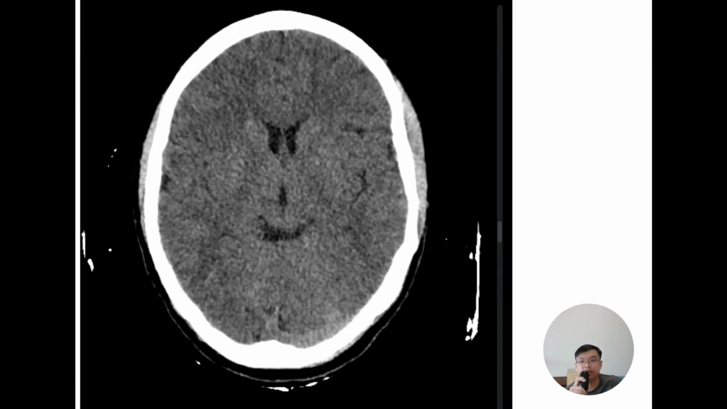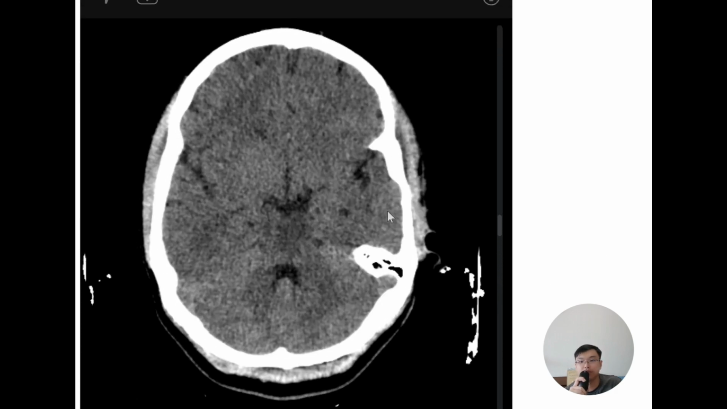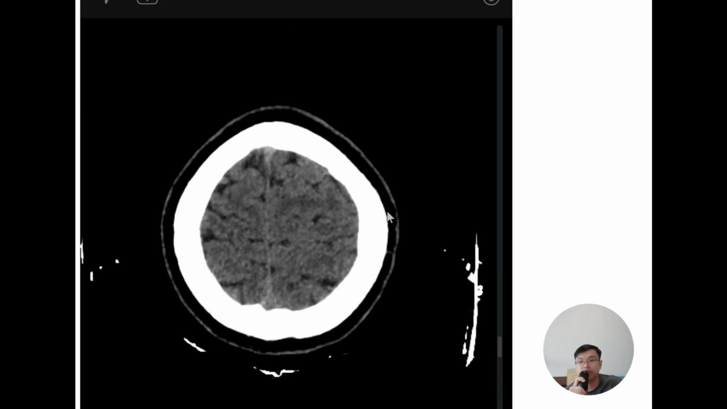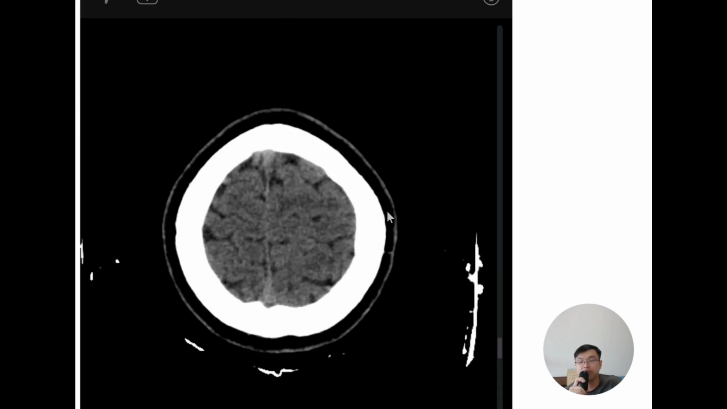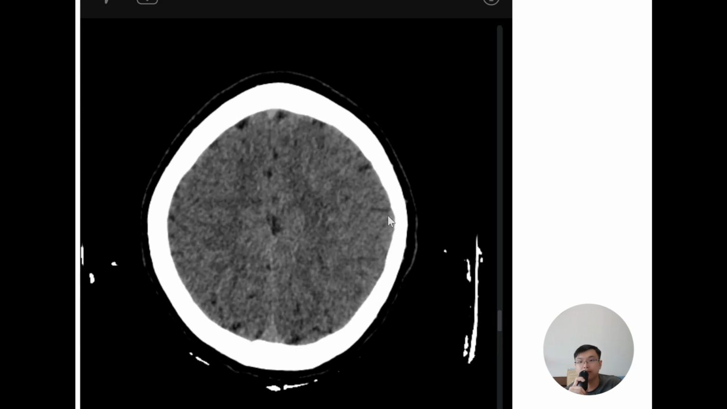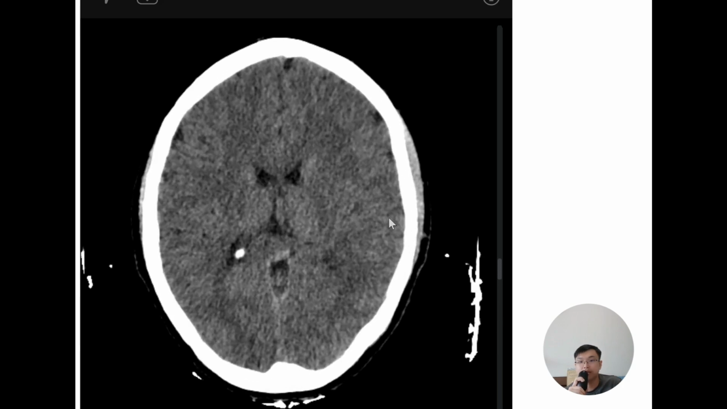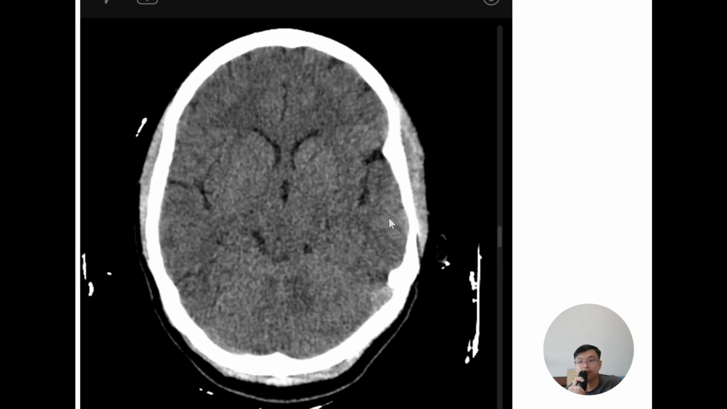Okay, so let's take a look at the plain CT brain. We will commonly order a non-contrast CT brain initially to have some quick idea of anything going on first. Okay, so let's quickly scroll through that.